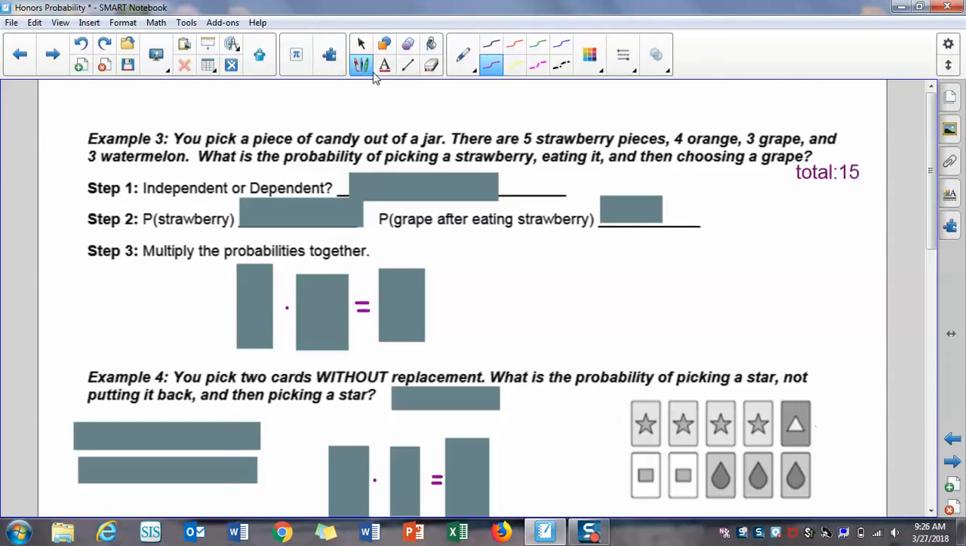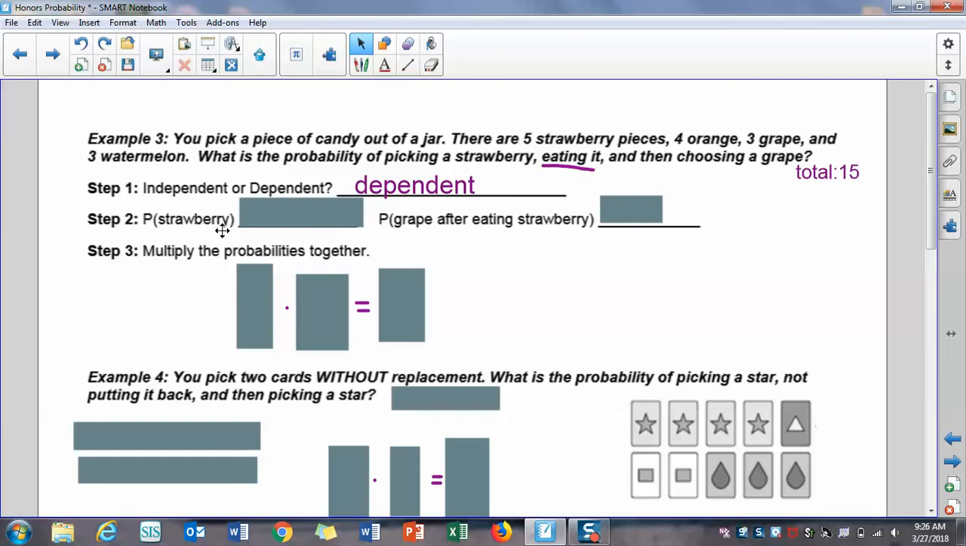Another keyword we want to look at is we are eating it. So that means once we pick it up, we eat it, then the second chance, the total outcome is going to change. So independent or dependent, this is going to be dependent because we are eating a piece of candy before picking out the next one. So probability of getting a strawberry first, well, we haven't eaten anything, so there's 5 strawberries out of a total of 15, which simplifies to 1/3.